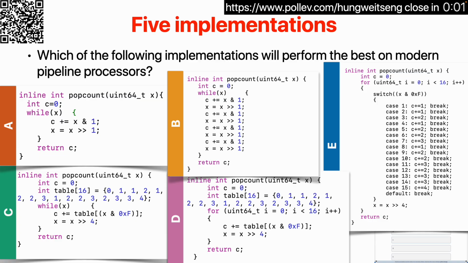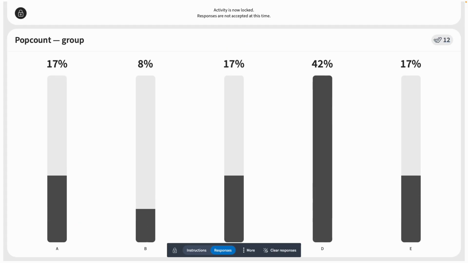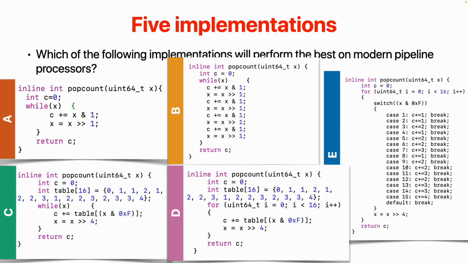All right, let's take a look. This is what we got after the discussion. Most of you now think the answer is D. Can I have someone explain why you think D is the right answer? Why do you pick D?